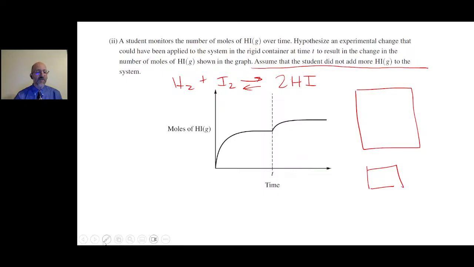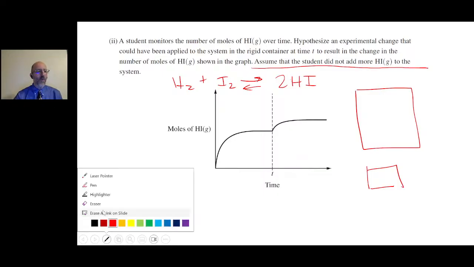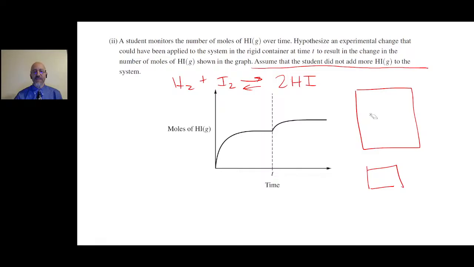So this is not one of those equilibrium systems where it could be affected by changing the volume of the container. It is not going to shift toward the HI as the result of changing the volume of the container because we have 2 moles of gas on the left and 2 moles of gas on the right. So what else could you do to cause a shift? Well, you could not add more HI, but you could add more of the reactants.